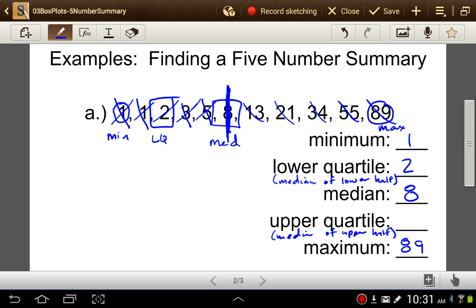And now I'm going to find my upper quartile by crossing off. Again, the 8 is not included. So 34 is my upper quartile. And this is my 5-number summary: 1, 2, 8, 34, and 89. That's my 5-number summary, and that's how I'm going to do those. Okay, if you need to pause, go ahead. Otherwise, I'm moving on to my second example.